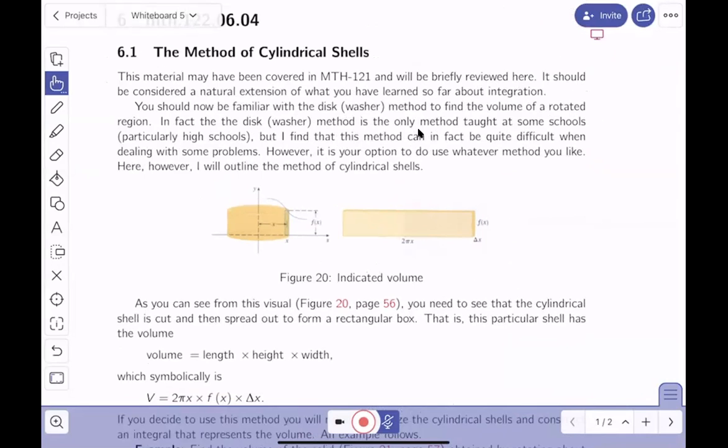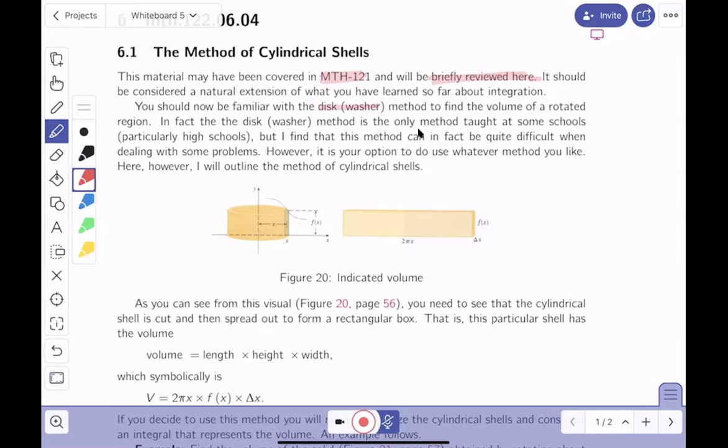So let's take a look at this. I want to point out this material was covered in Math 121, or at least it should have been, but it's going to be briefly reviewed here. Basically, do you understand how to apply integration in a reasonable way? You should be familiar with the disk method we talked about. And we've done a lot of those, rotating the regions over here.